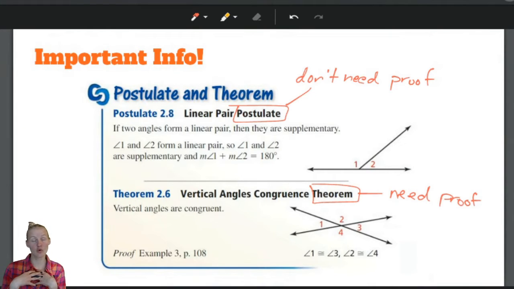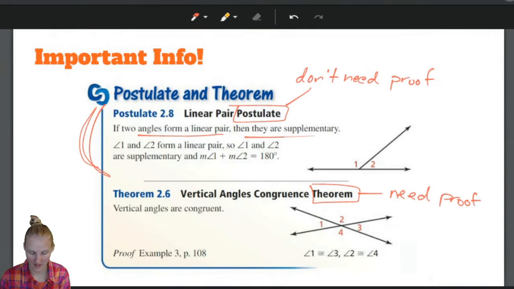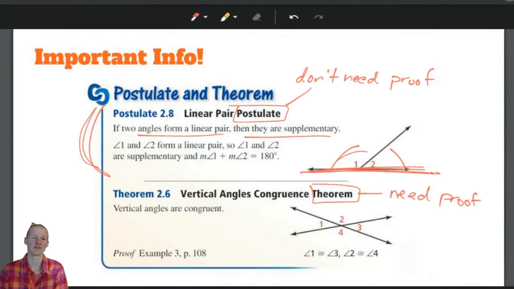So a lot of the things that we prove in this class are theorems, and postulates we won't prove because we don't need to. And sometimes you can't. This is an assumption that we all agree to make, and it can't be proven sometimes. Okay, so the linear pair postulate, we'll look at this one first. If two angles form a linear pair, then they are supplementary. We don't need to prove this. This is something that we accept because a linear pair makes a line, and that's what a straight angle is. A straight angle is a line. So, duh. If you have two angles that make a line, they're going to be 180. Duh. No proof needed.